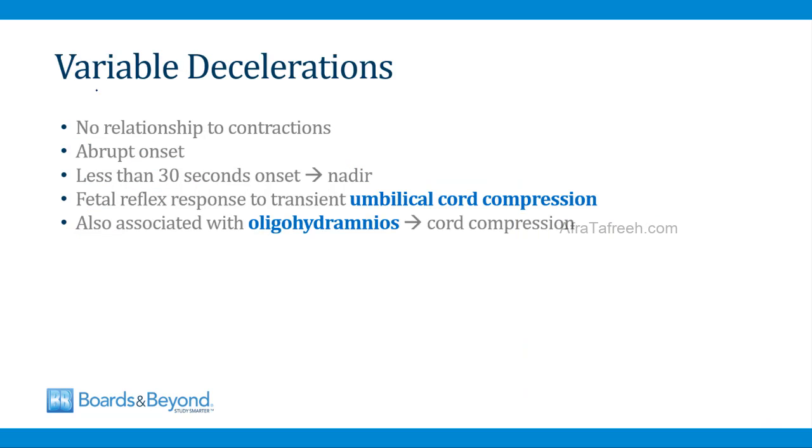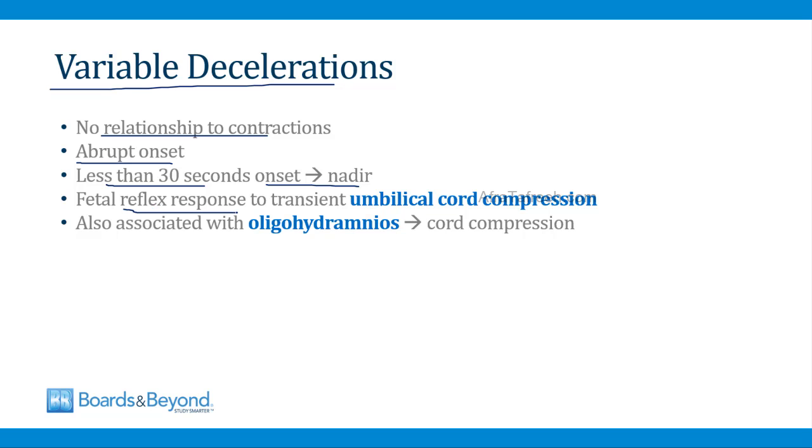The last type of deceleration is a variable deceleration. These decelerations have no relationship to the uterine contractions, which makes them totally different from early and late decels. Variable decels have an abrupt onset, and the time from the onset to the nadir is usually less than 30 seconds, which is shorter than for early or late decelerations. And just like late decelerations, variable decelerations are a dangerous finding.